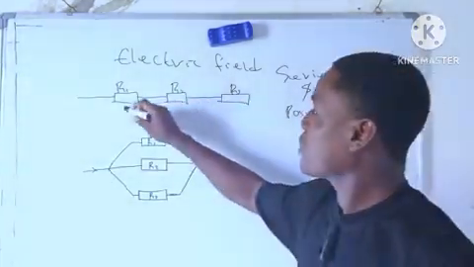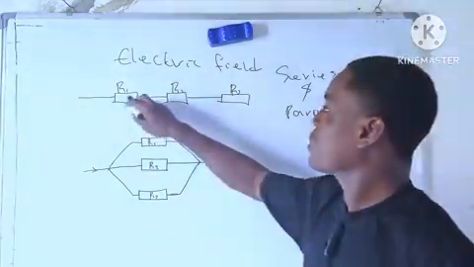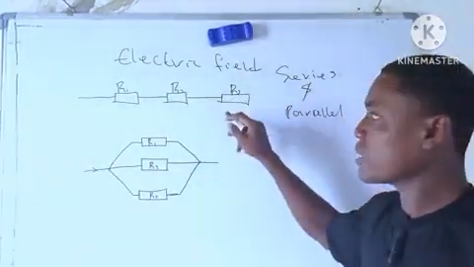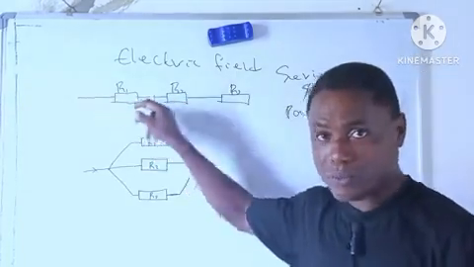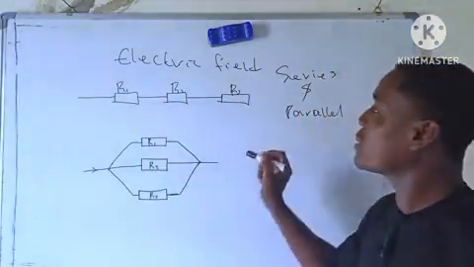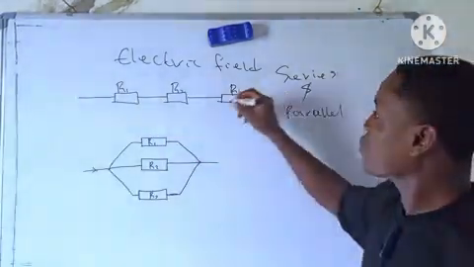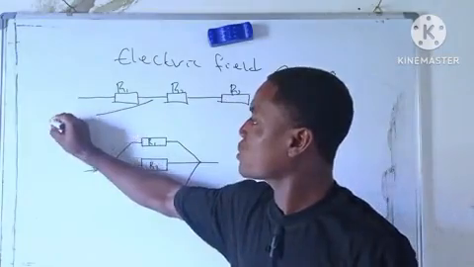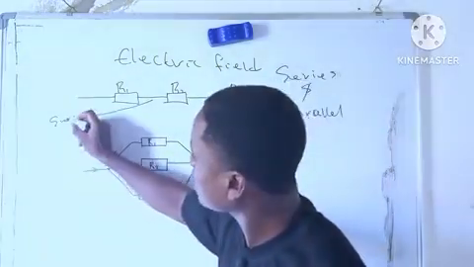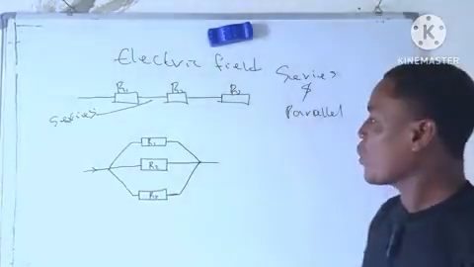Look at the first diagram. This first diagram is in series connection. Look at the resistors. We have three resistors here, resistors 1, 2, and 3. It's in horizontal form. So anywhere you see a connection in this form, it is series connection. Spell it well. Series. Okay. This one is in what? In series connection.